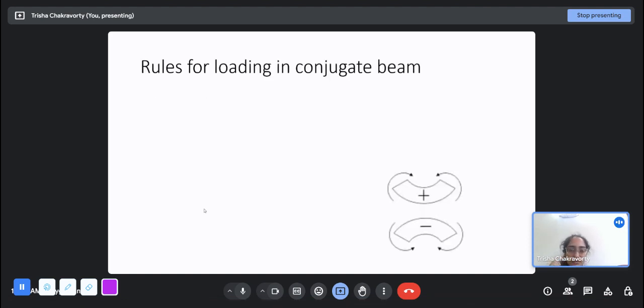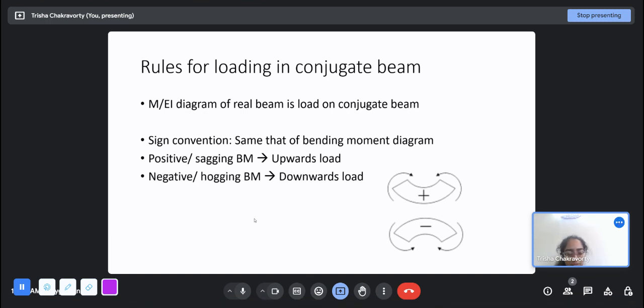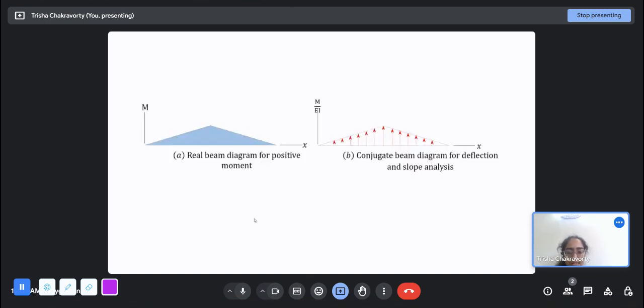Firstly, we see the rules for loading in the conjugate beam. The M by EI diagram of a real beam is the load on the conjugate beam. The sign convention is the same as that of bending moment. You just draw the bending moment diagram with sign and put the same load. When the bending moment diagram is positive, you put positive upward loading, and if it is negative, put downward loading. Positive or sagging moment is upward load, negative or hogging moment is downward load. This is the bending moment diagram, then this is the loading on the conjugate beam, this triangle kind of thing.